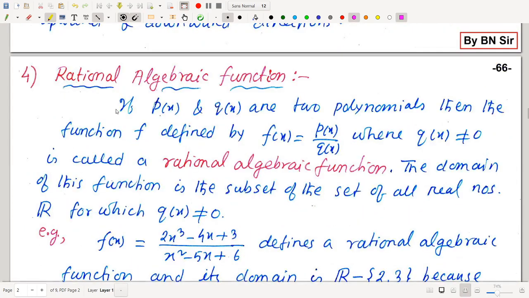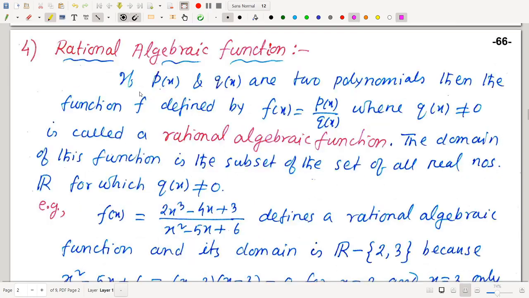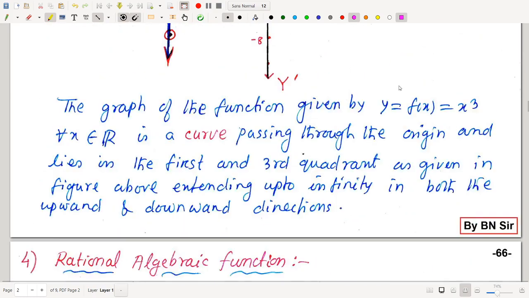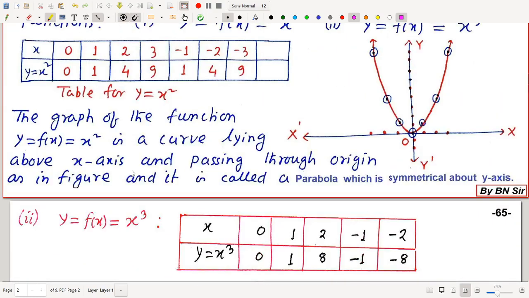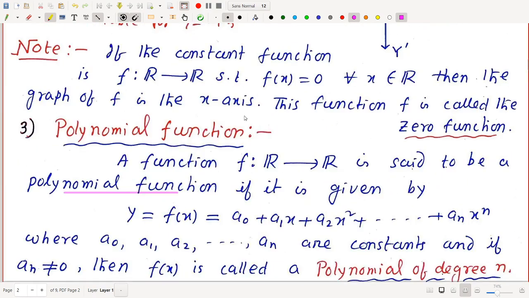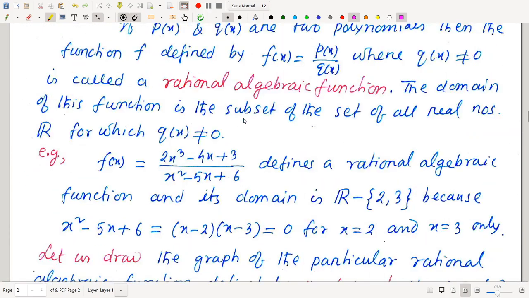Then number 4 functions. Rational algebraic function. What is that? If p x and q x are two polynomials, what is a polynomial? We know in the definition of function in number 3 we have seen the polynomial function. Now we are defining the rational algebraic function.